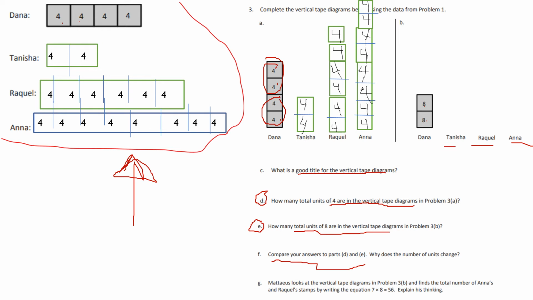And then finally, this is an interesting question because Mateus looked at the vertical tape diagrams in 3B. This is 3B over here once you make them. And he finds the total number of Anna's and Raquel's stamps by writing the equation 7 times 8 equals 56. You need to explain his thinking. And I will tell you, it's an interesting way of thinking. So take your time.